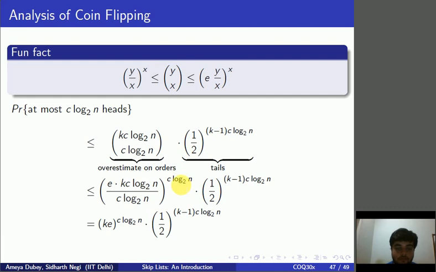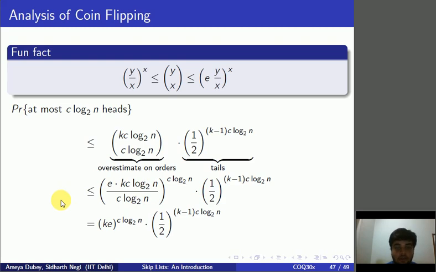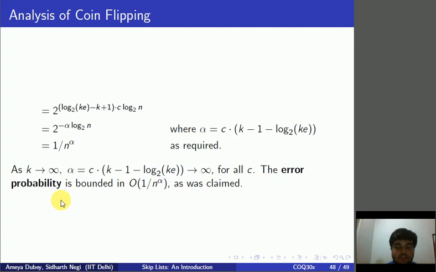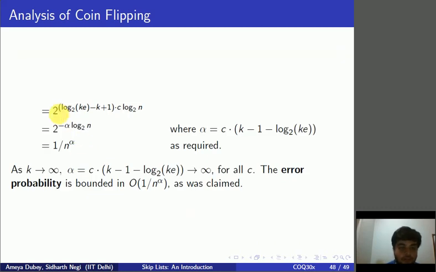Now we simplify this a little, so we cancel it. We simply have k times e, whole to the power C log n, times half to the power k minus 1 C log n. Again, this will require some mathematical gymnastics that are not particularly complicated. Since we have chosen a balanced coin, p is half, so we simply take this into the exponent. So we have 2 to the log ke minus k plus 1 C log n, and this is the bound on the probability that we are looking for.